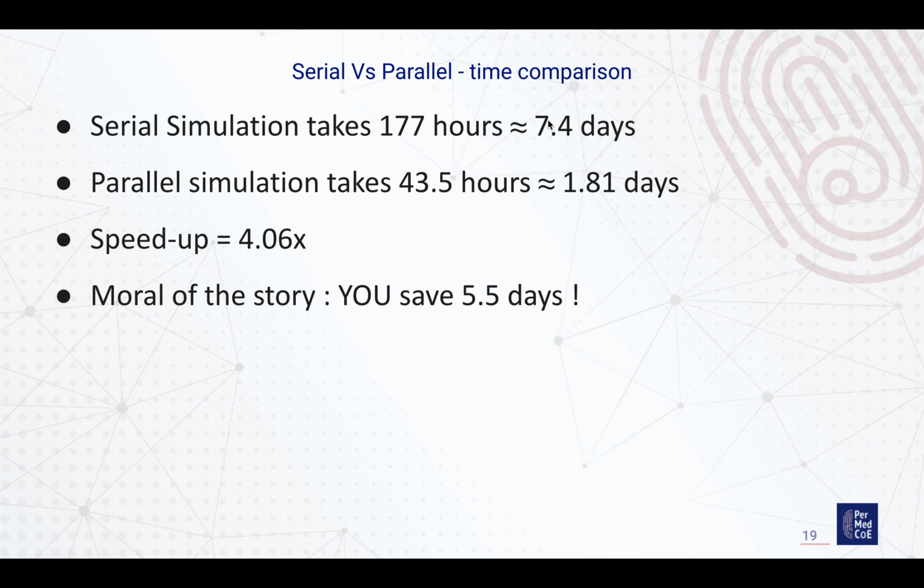If you compare the serial time versus the parallel time, the serial simulation takes approximately 177 hours, which is 7.4 days wall clock time. The parallel simulation takes only 43.5 hours, which is just 1.81 days. So we obtain an approximate speed up of 4.06. You save approximately 5.5 days, and we see the advantage of PhysiCell-X over PhysiCell-MPI.